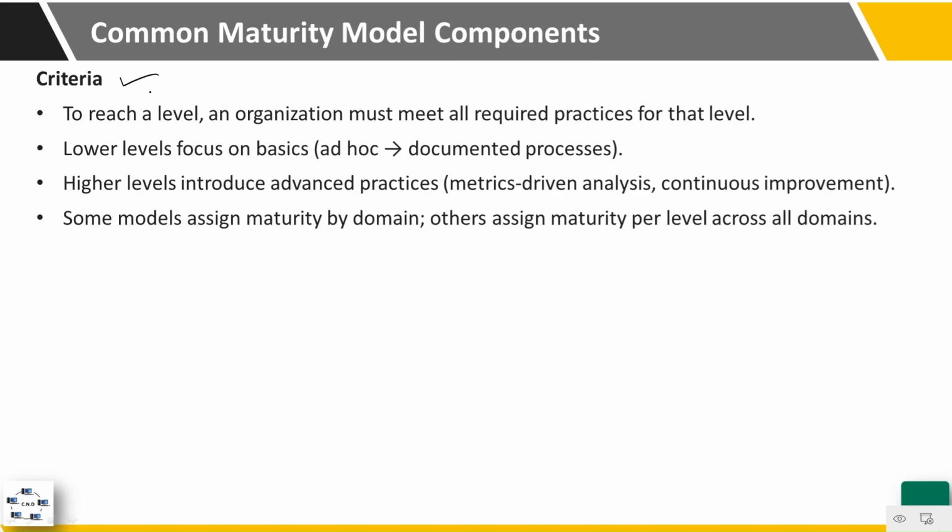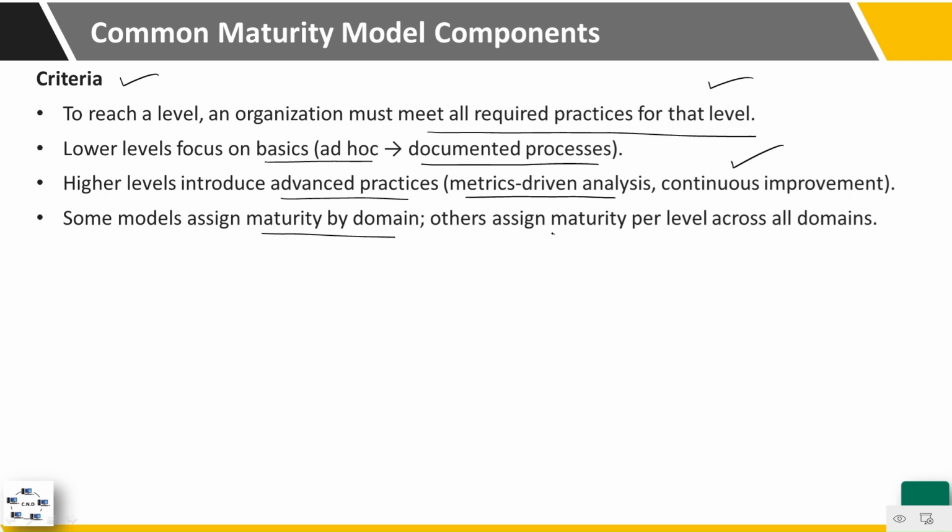Then we have the criteria. To reach a certain level, an organization must meet all the required practices for that level. Lower levels basically focus on basics, such as ad hoc and documented processes, and higher levels introduce advanced practices, which are metric-driven analysis and continuous improvement. Some models assign maturity by domain, others assign maturity per level across all domains.